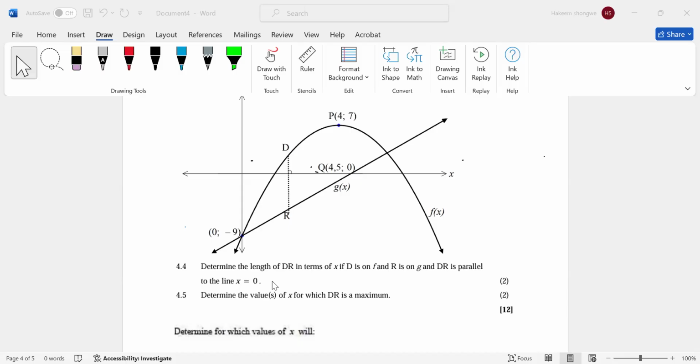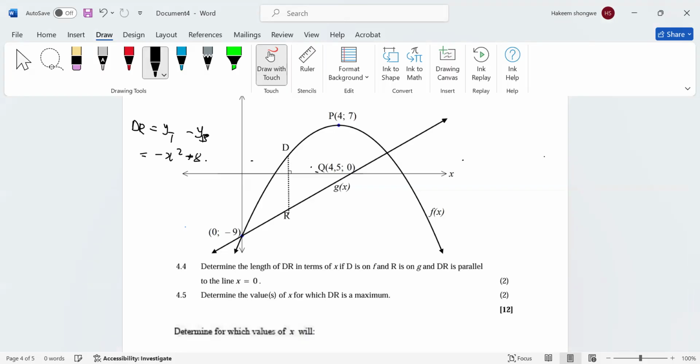So we are going to say dr is equal to y at the top minus y at the bottom. What is y at the top? It's minus x squared plus 8x. Is it minus 8x or positive 8x? It's positive 8x.